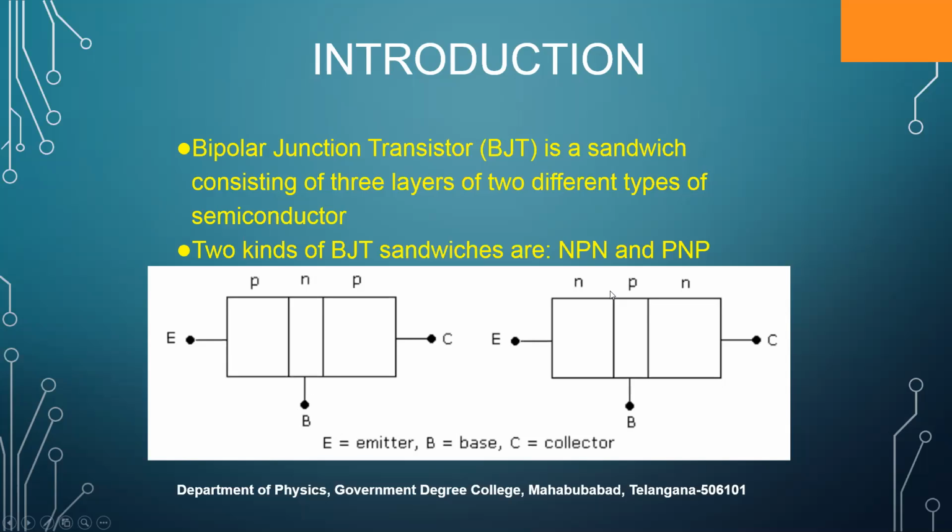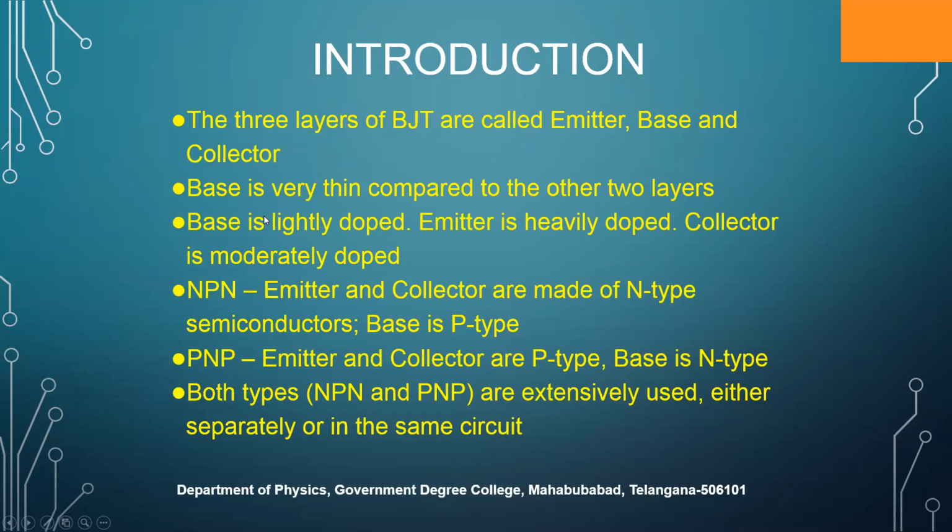In the same way, when a p-type semiconductor is sandwiched between two n-type semiconductors, we get an NPN transistor. The working of these two types of transistor is almost the same. So the three layers of a BJT are called emitter, base, and collector, as we discussed. The base is very thin compared to the other two layers.